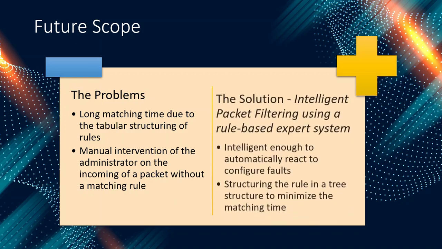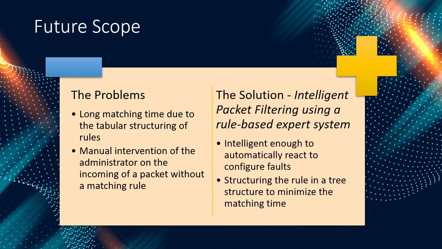However, to solve this problem, an intelligent packet filtering system can be created and used. With the power of machine learning and artificial intelligence, this system can configure itself without the intervention of the network administrator. Of course, the administrator has to seed the system with some initial data, but after that, the system will learn by itself and act accordingly. Also, the tabular structure can be updated to a tree structure for a faster mapping time.